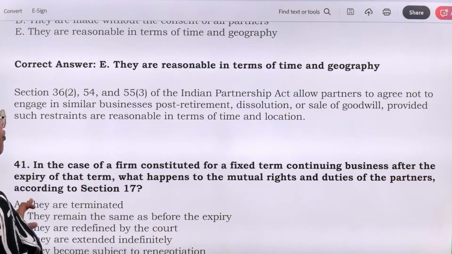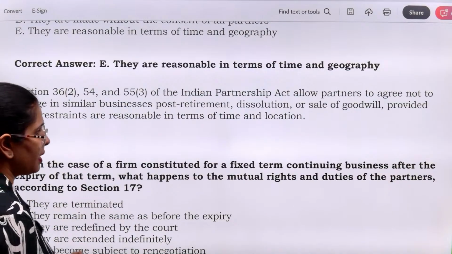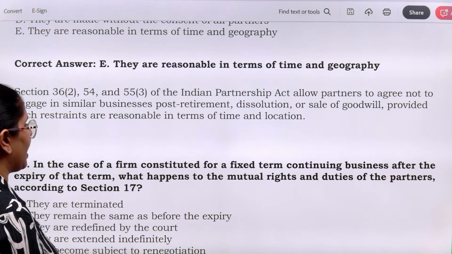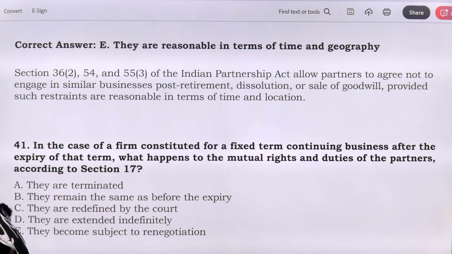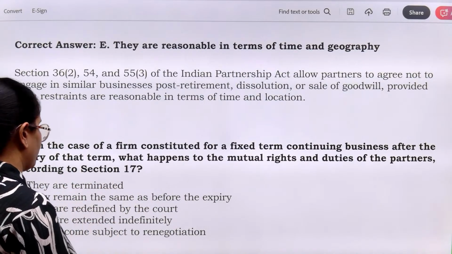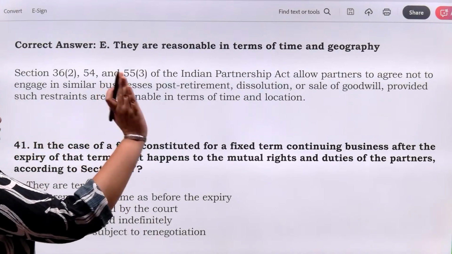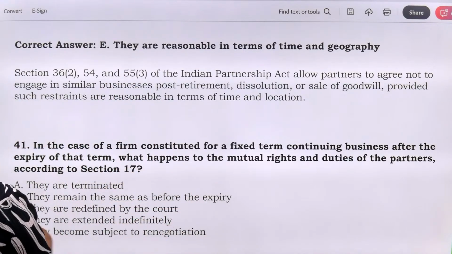Next is in the case of a firm constituted for a fixed term continuing business after the expiry of that term, what happens to the mutual rights and duties? We formulated a firm for a period of 1 year, but we are continuing beyond that also. So, the rights and duties of the partners will remain the same, okay, for the entire duration as they were before the expiry.